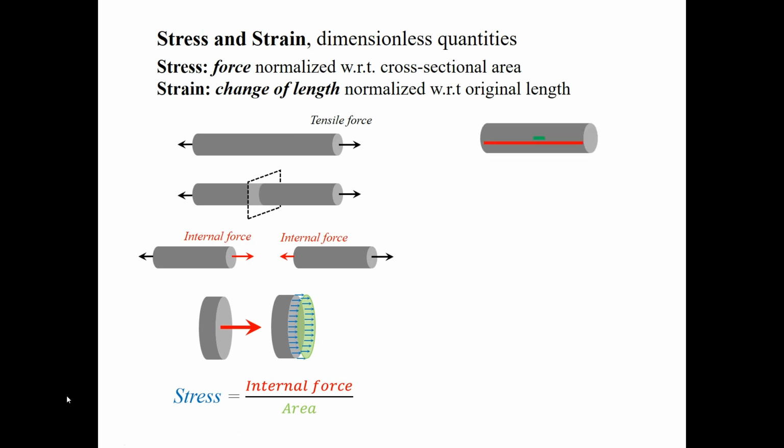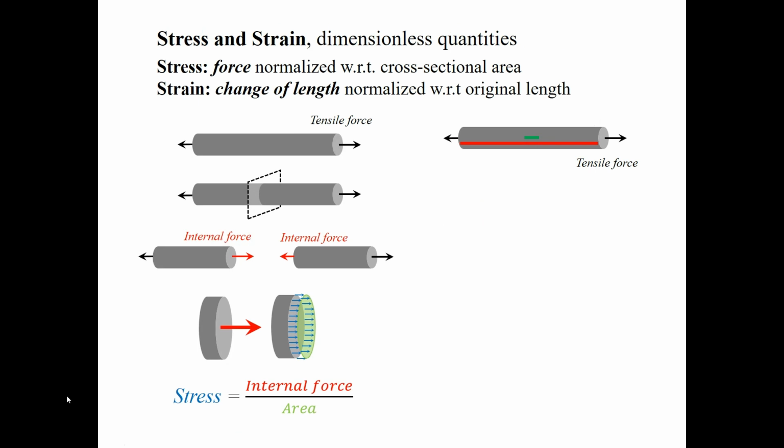Now, let's color 2 line segments on the circular bar before applying the tensile force. The red line segment extends from the start to the end of the bar, and the green line segment has unit length. After applying the force, the change of length in the red line segment shows the total elongation of the bar, while the change of length in the green line segment is called strain.